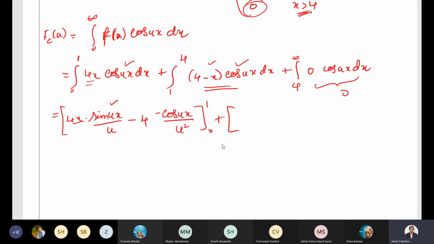First term, second term. First term is 4 minus x. Second term is what? Integration of cos. It is sine ux divided by u minus. Differentiation of 4 minus x is minus 1. Integrate this, we get minus cos ux by u into u. It is u square, and the limits vary from 1 to 4. Is it okay, everyone?